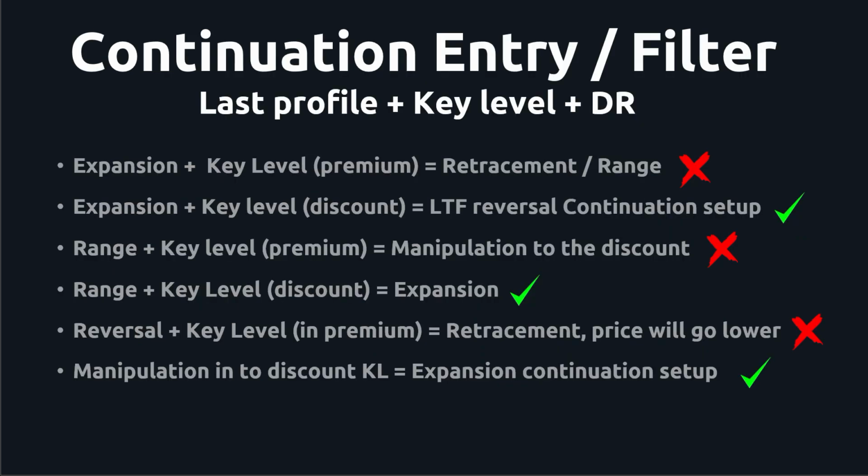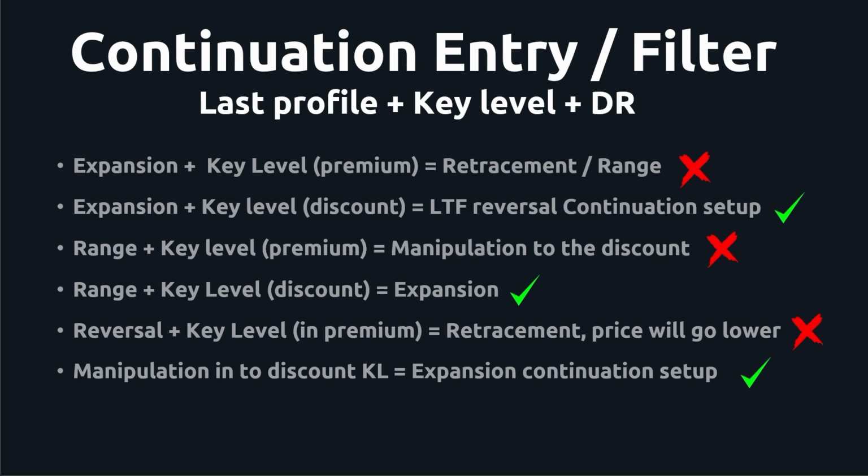Anyway, another thing, continuation entry filters, right? So it's a profile plus key levels, right? So I will just explain just two, right? So if we have the expansion plus key level in the premium, what is that? It's a retracement, right? Order range. So what does it mean?